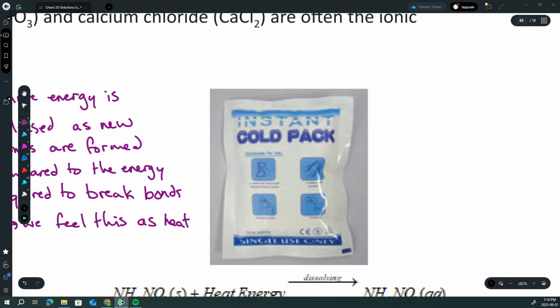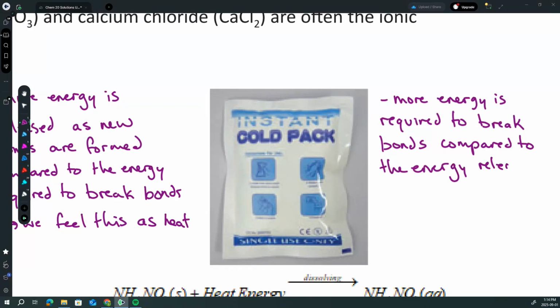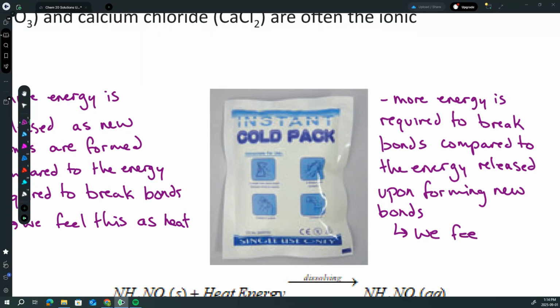Whereas for cold packs, more energy is required to break bonds compared to the energy released upon forming new bonds, and we feel this as cold.